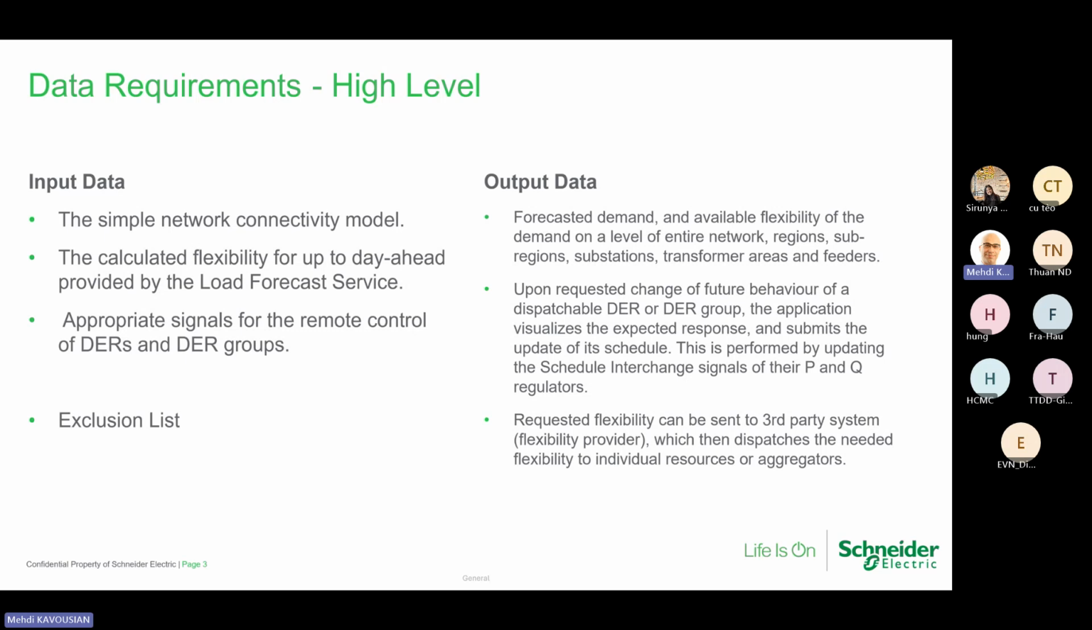What is the output of this? Forecasted demand and available flexibility of demand on the level of, again, whatever level we used before. There is some visualization of what would happen, and then you can submit the screenshot. Let's say the application says, okay, in 3 hours from now you need to cut the power from this, increase the schedule, and then you can send it through. The request can also be sent to a third party through individual resources, right? So that's another thing.